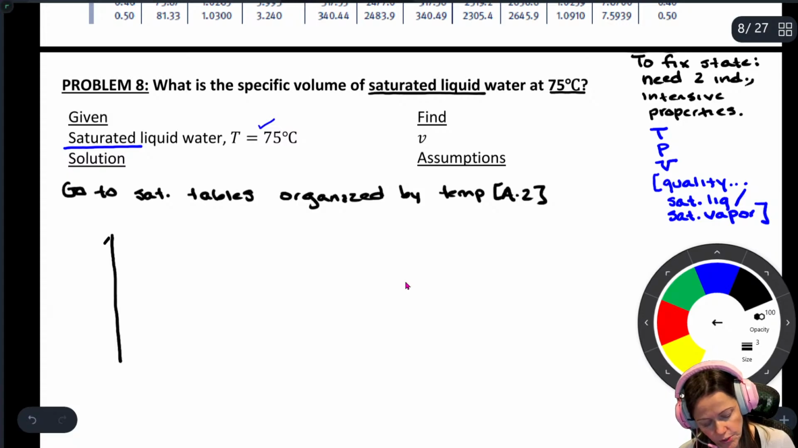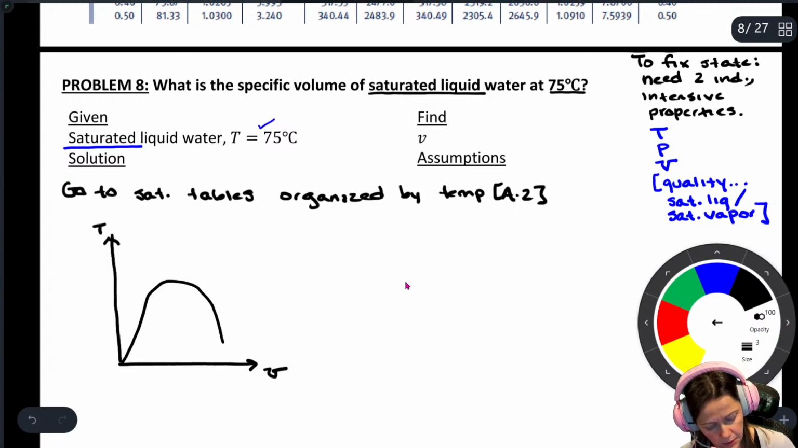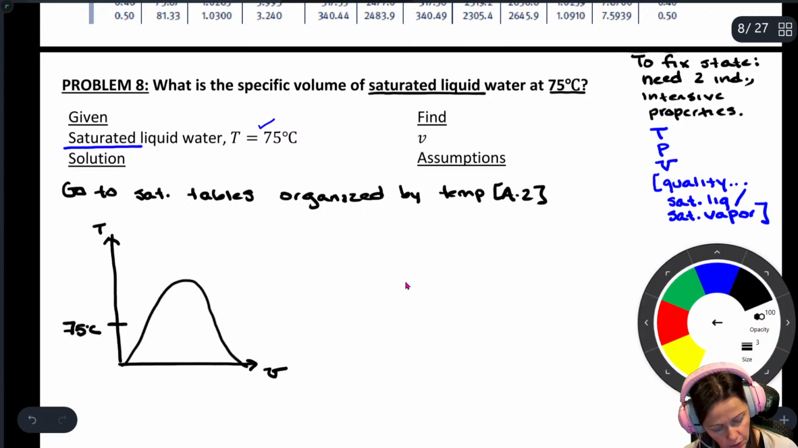Okay, and just because I'm going to put a little... I guess that kind of looks funny. There's my dome, so I know I'm right here on that left hand side. So if I'm at 75 degrees Celsius, the location I'm looking for is right there, because it's right on that saturated liquid line, right?